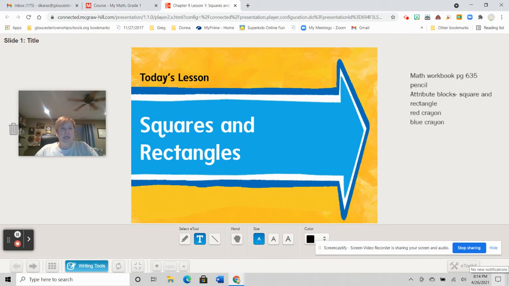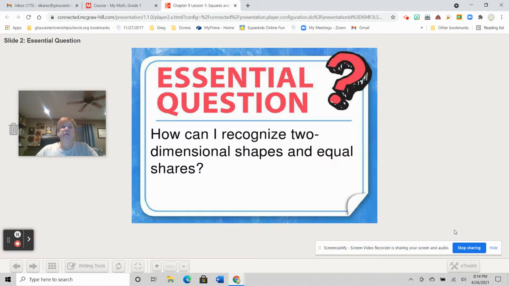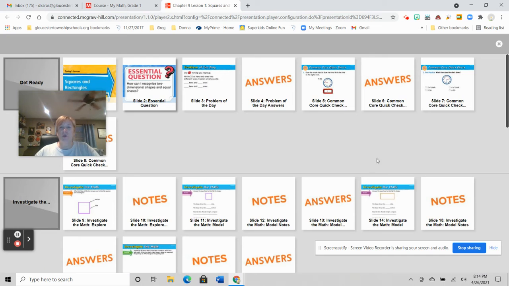Okay, so for today's chapter 9, lesson 1, we are going to discuss squares and rectangles. And our essential question is, how can I recognize two-dimensional shapes and equal shares? All right, so let's first get started.